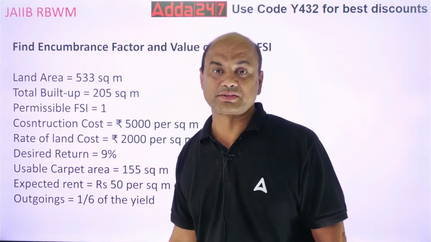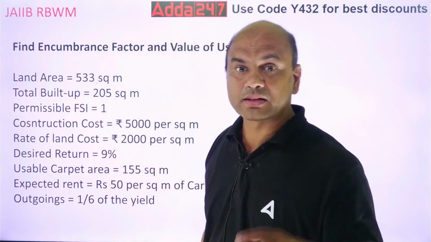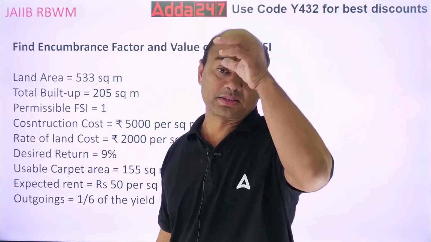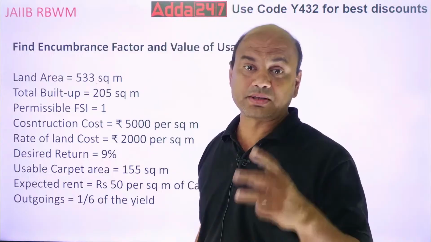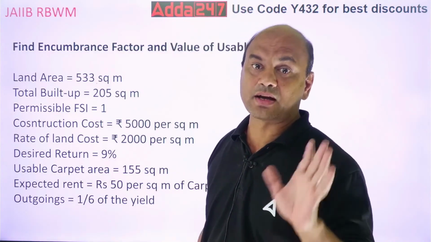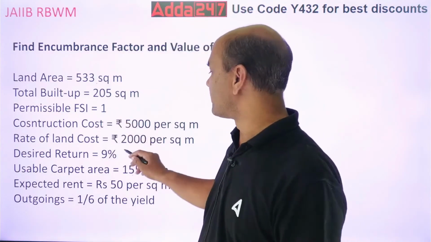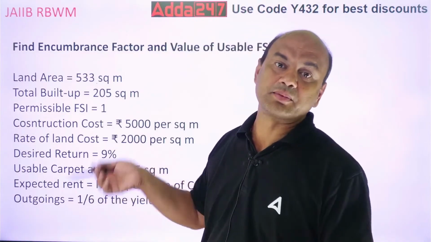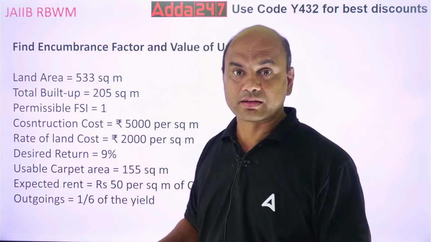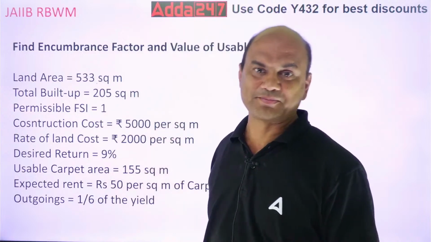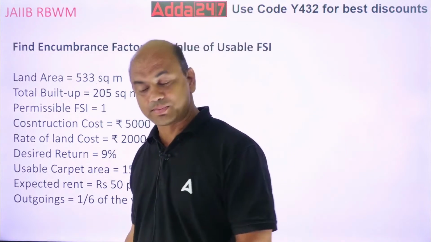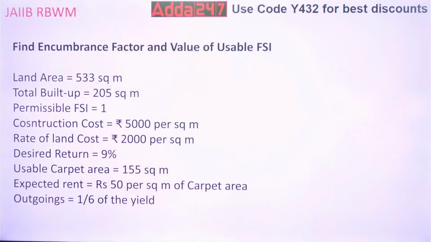How do you do this? Think everyone, there are 3 parts to this numerical. One part is covered up to desired returns. Second part is for encumbrance factor, and third part is usable FSI. So we'll solve all the 3 parts. Let's move on fast because we have to cover a lot of portion in the given period. So let's start.